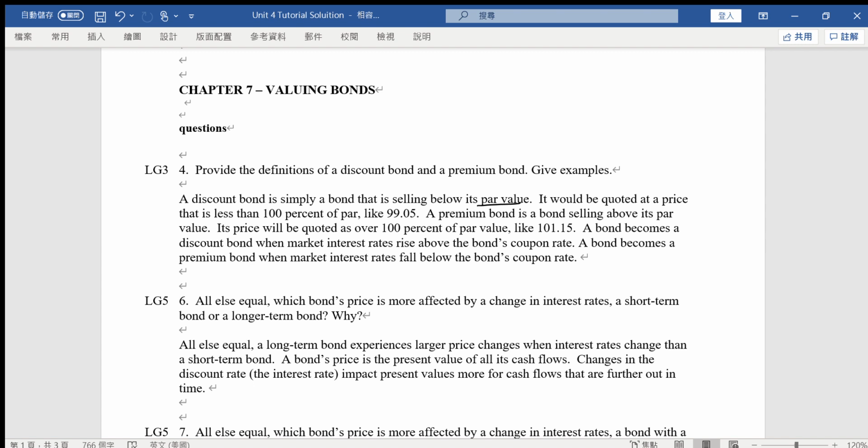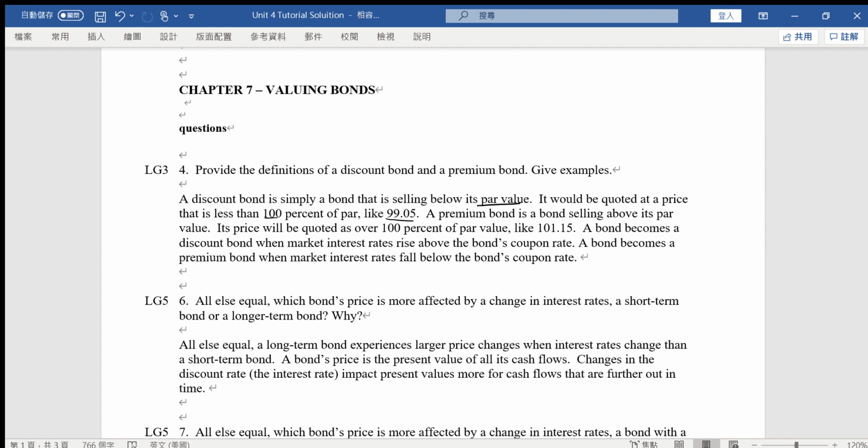As we all know, the par value is 1,000, right? If it is a discount bond, then the price should be less than 1,000, but it will be shown as an index, and that's why the index is 100%. If there is a discount bond, then it will be lower than 100. An example would be 99.05, and that is a discount bond index figure.